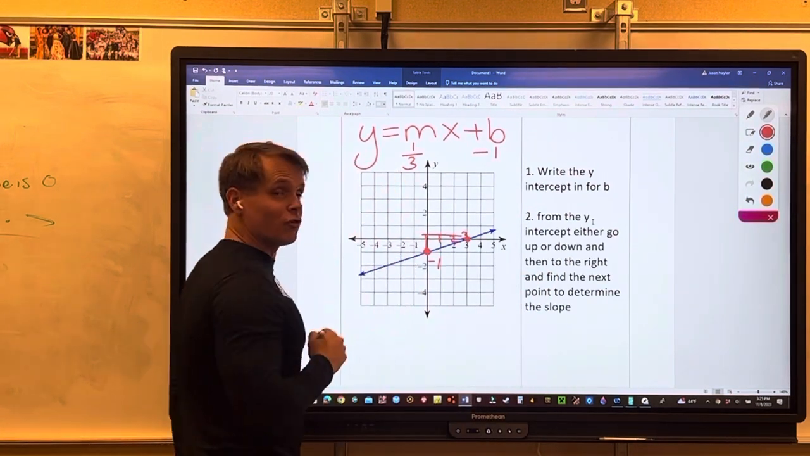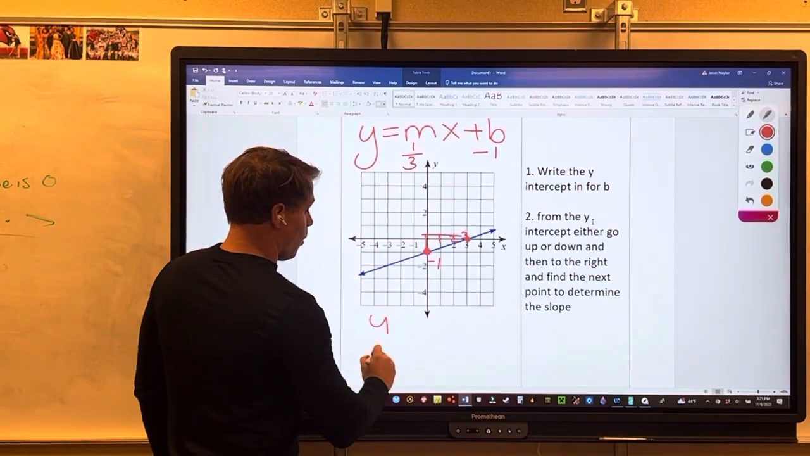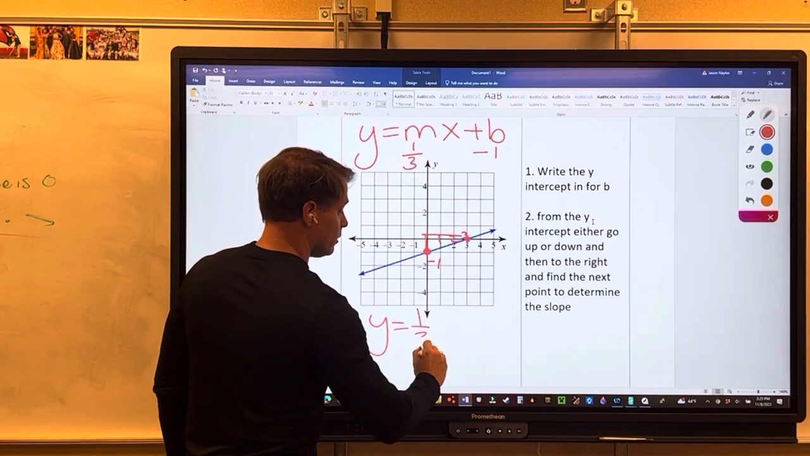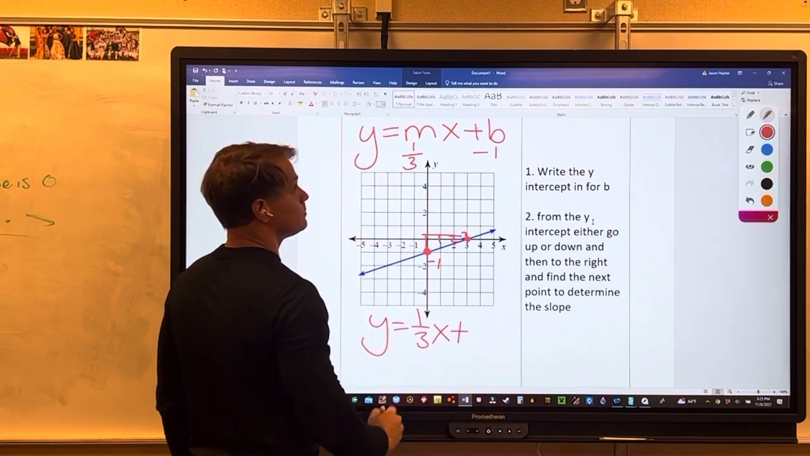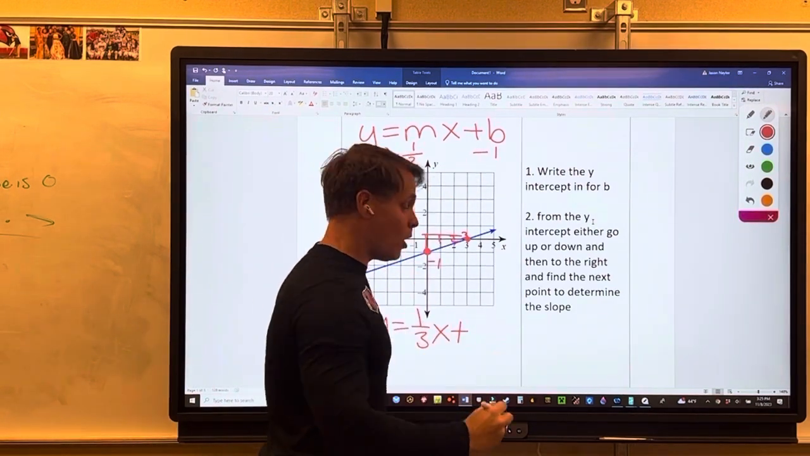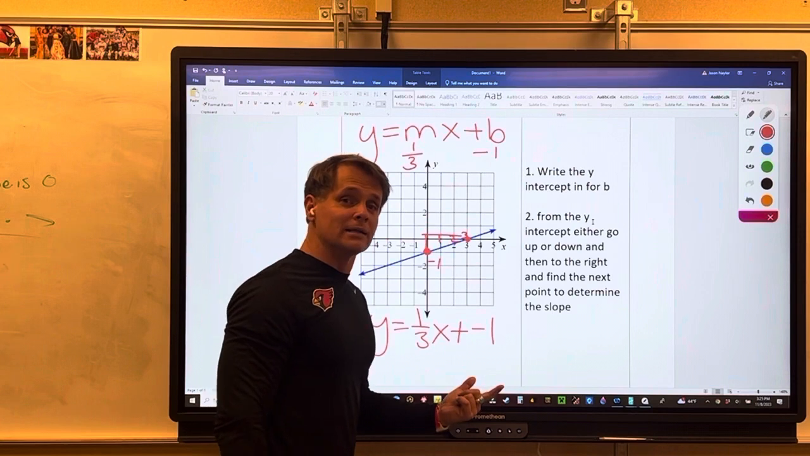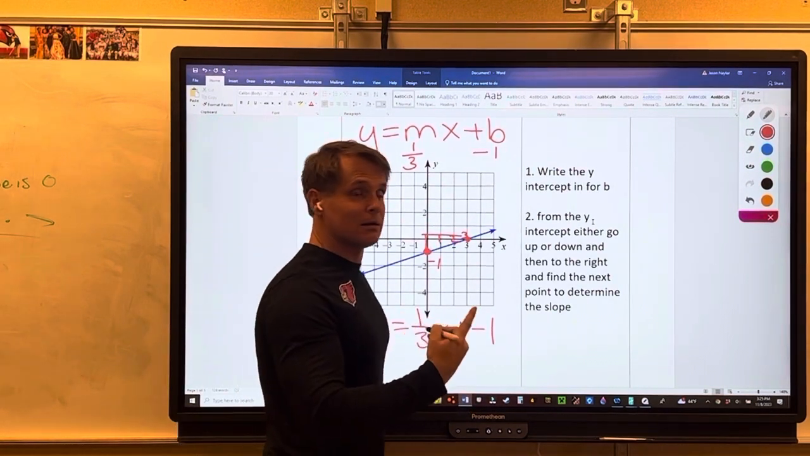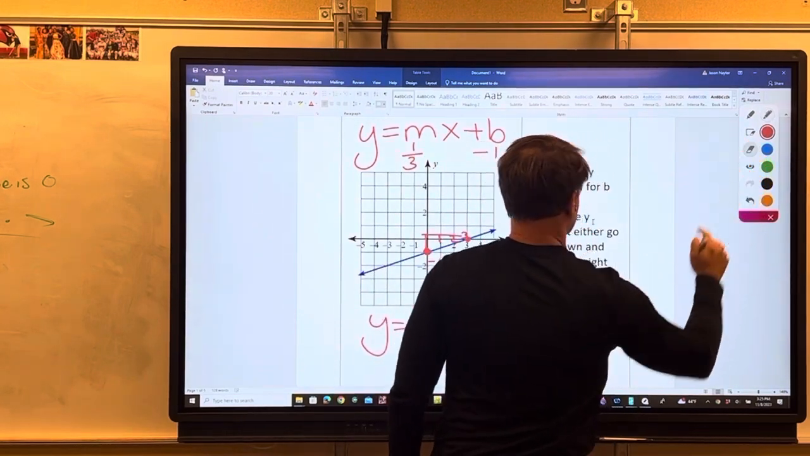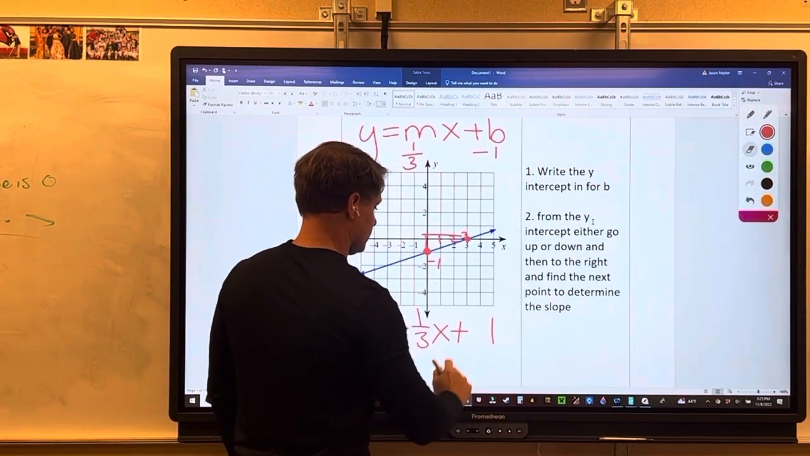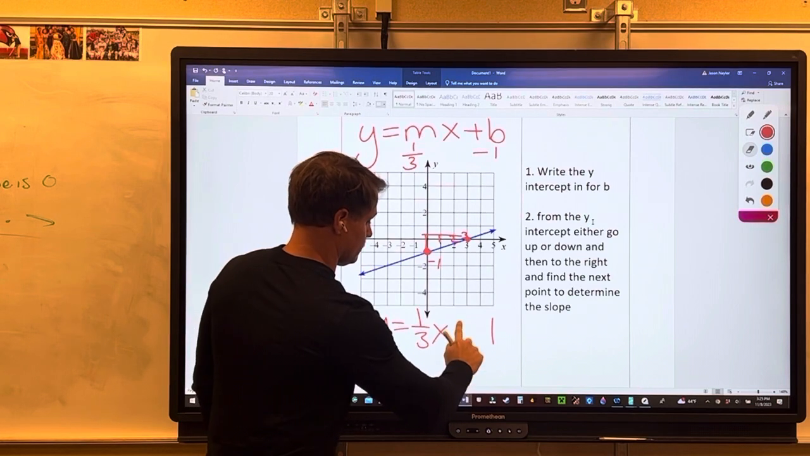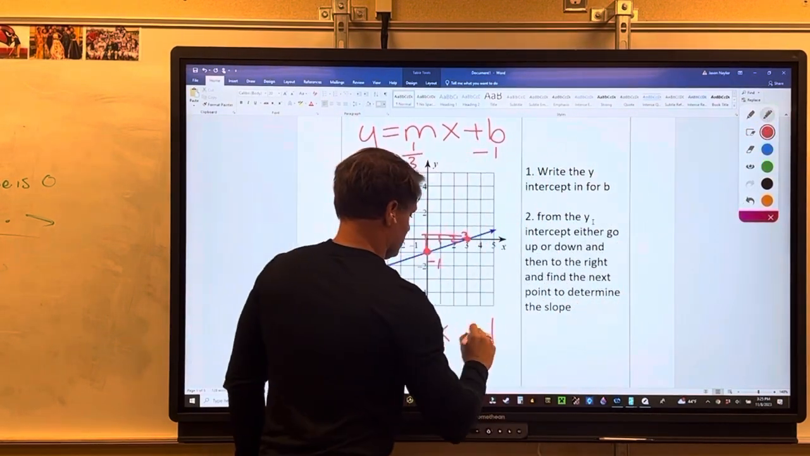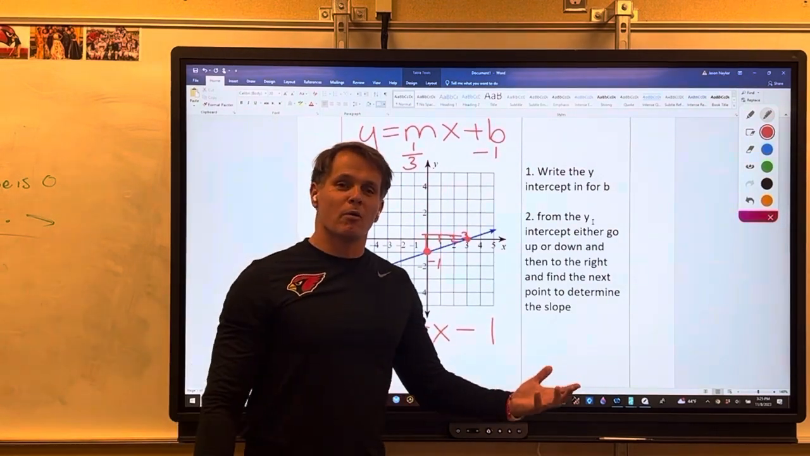So the equation for this line is going to be y equals, instead of mx, it's going to be 1/3 x plus, now I can put plus -1, or I can simplify it and just write 1/3 x minus 1. Now let's take a look at another problem.